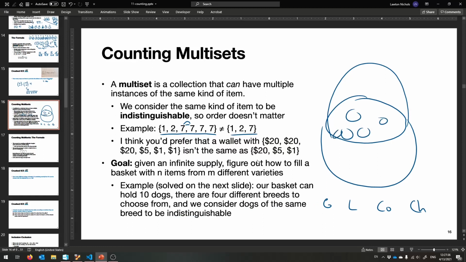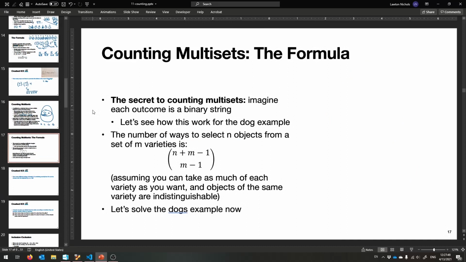as long as you just pick 4 of them. The 4 is what matters. That's the idea. So multisets and counting them, it's a useful thing to want to do. So let's talk about the secret. Let's talk about the formula.